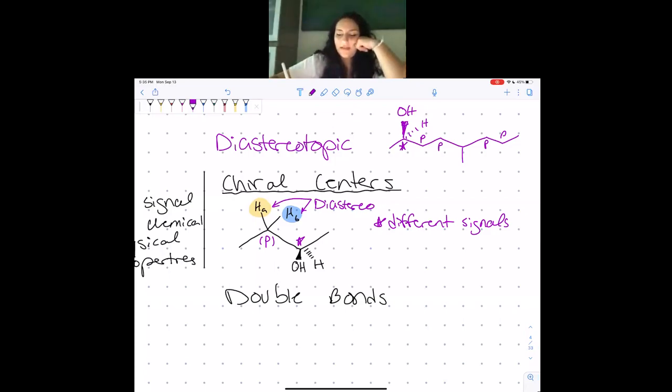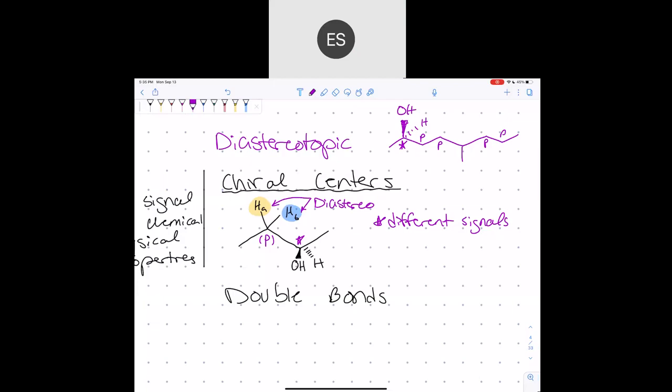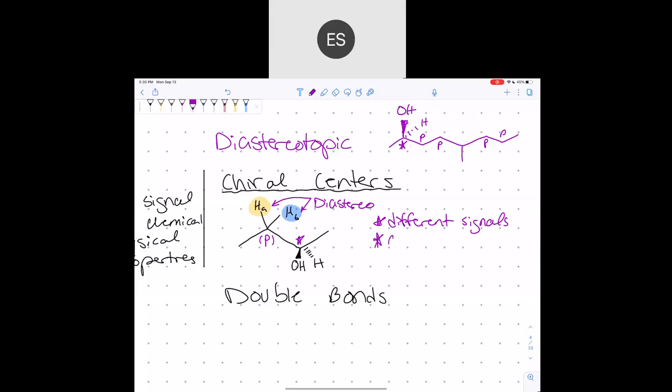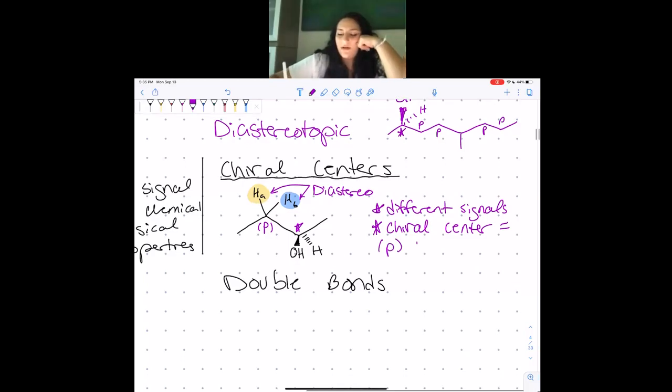All right. So potential chiral centers become diastereotopic if there's a chiral center nearby? Exactly, yeah. So to summarize, when we have a chiral center, it means potential chiral centers are diastereotopic. What about double bonds? We're going to talk about that right now.